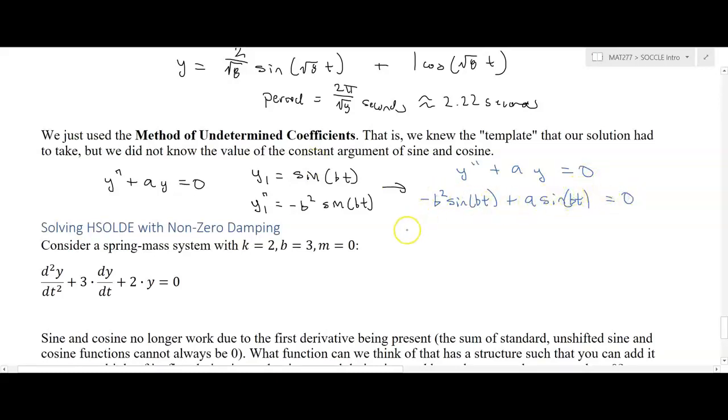Now, if I factor out a sine of bt, or you just view this as, if you add these together, the coefficients are going to add. Right? If you have the same function, like terms, the coefficients add. But you could also look at it as, let me factor out a sine of bt. Now, the only way this is going to equal 0, this product, is if negative b squared plus a equals 0. And so if we want to solve for b, we get b squared equals a. And so b is equal to the square root of a.